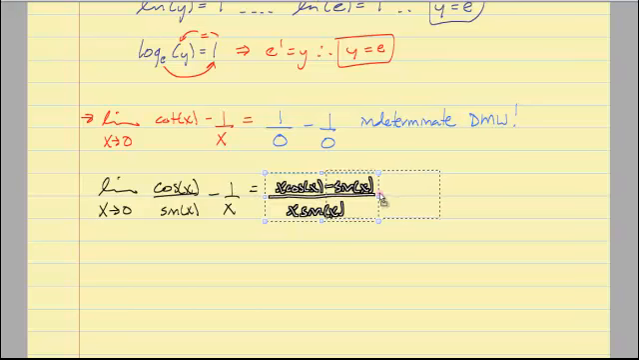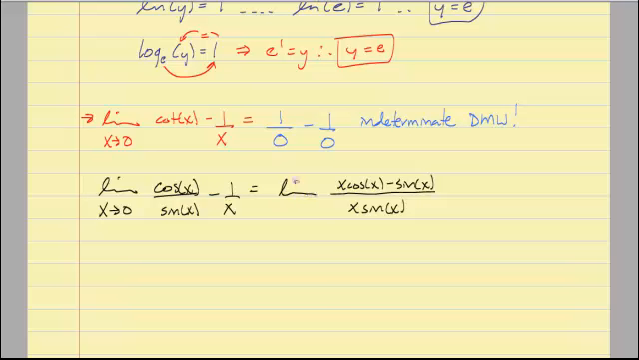And I dropped my limit notation just like I just asked you not to, so that you'll see why it's important not to drop that. Limit as x approaches 0. So let's go ahead and plug in our value here. If I plug 0 into the denominator, I get 0 times the sine of 0, which is 0 times 0 is 0. Now up in the numerator, I have 0 times the cosine of 0, which is 1, minus the sine of 0. And remember, the sine of 0 is equal to 0. So again, I get 0 over 0, which is indeterminate L'Hopital's.